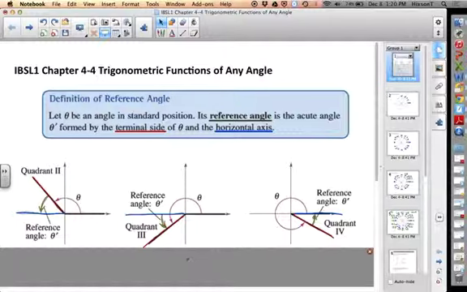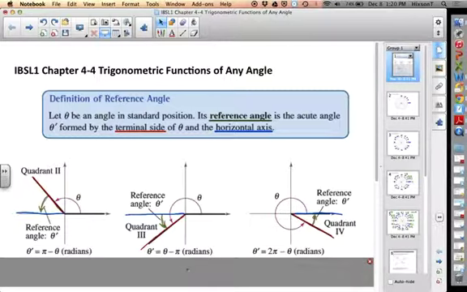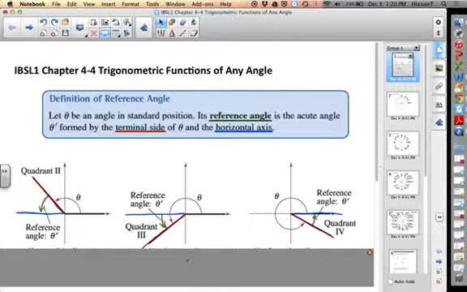So here in quadrant 2, you have a reference angle between the terminal side and the negative side of your x-axis. Here in quadrant 3, again you have the terminal side down here in the 3rd quadrant, and you have the negative x-axis. Here in the 4th quadrant, you have the positive x-axis. But it's that angle between your terminal side and the x-axis.